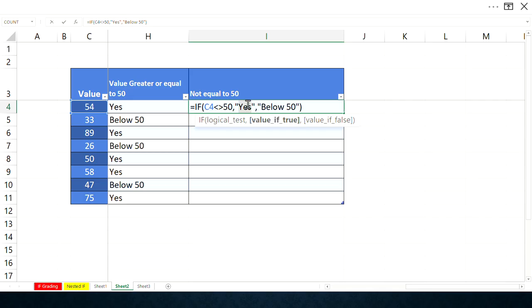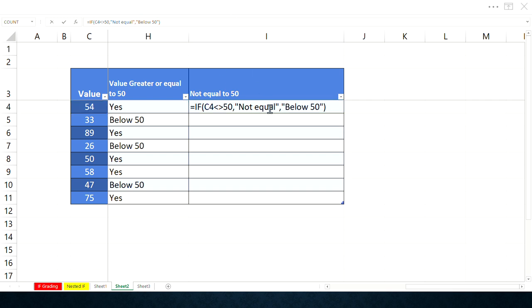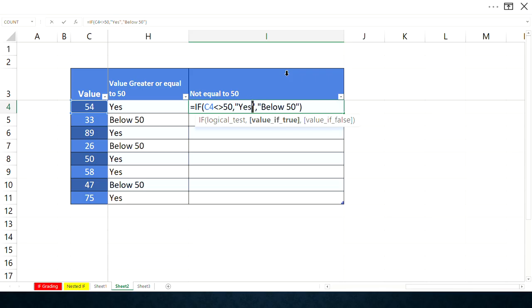For those that meet the condition, we put the result to evaluate to not equal to 50. Let's have it, those that are not equal, the not equal case, we have it as yes, it's not equal to 50. But otherwise, it is equal to 50.